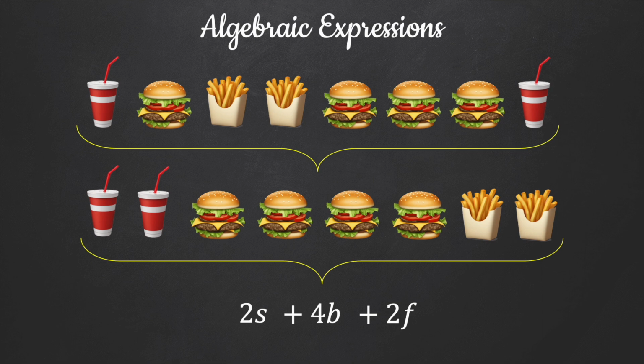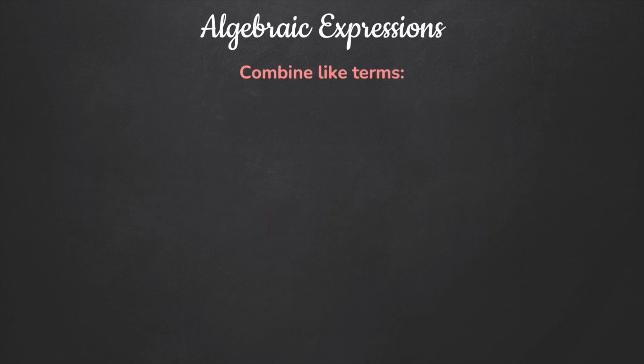This looks a lot easier than writing out 1 soda plus 1 burger plus 1 fries plus another fries plus 1 burger plus a burger plus a burger plus another soda. So here what we actually did is we put all our like terms together and we combined them. The same thing we did with our order, we can also do with algebraic expressions. And here we're going to combine the like terms.